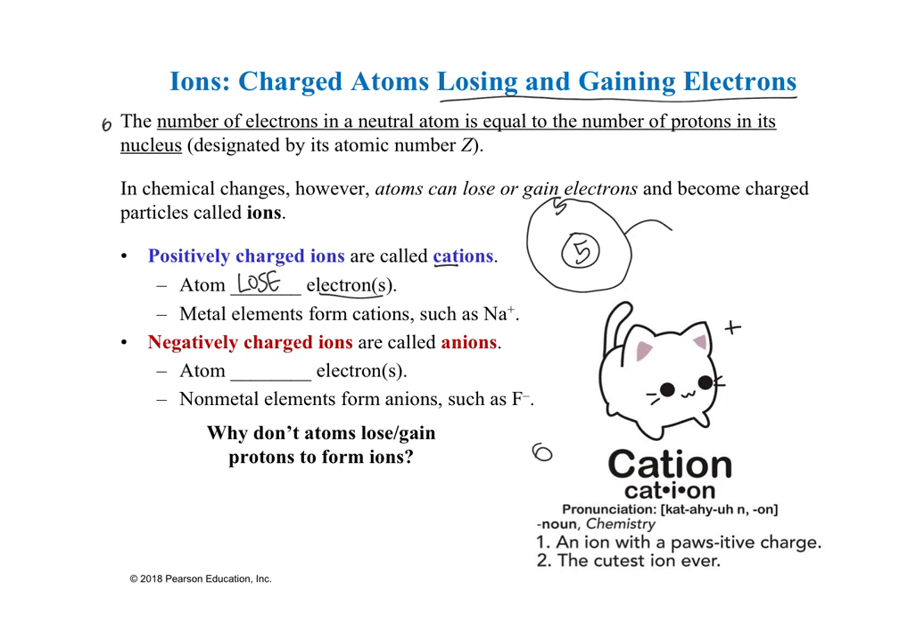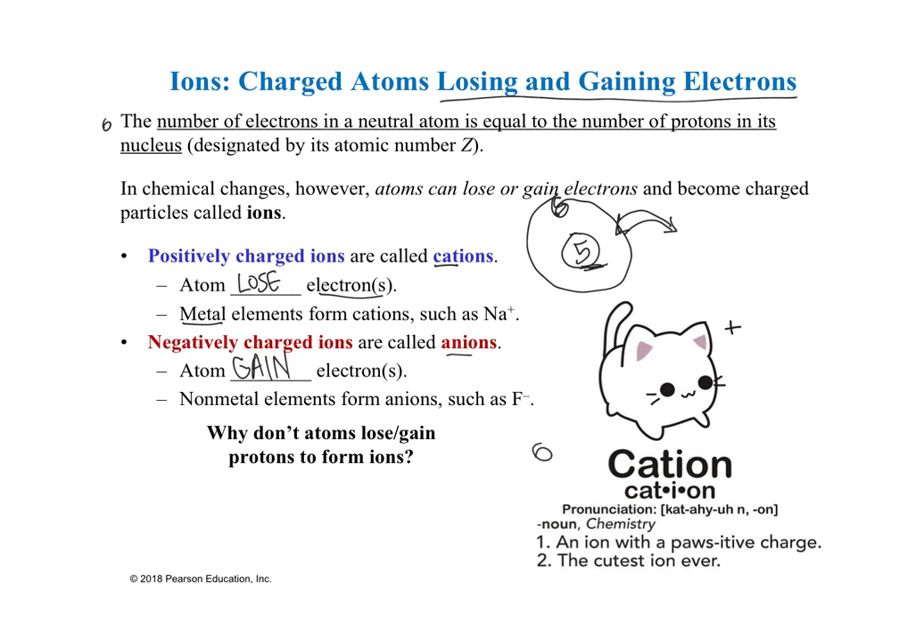If I take away one of those electrons, now I have more protons than electrons, so I'd be positive. Metals all form cations. We'll talk about those later. Negatively charged ions are called anions, and it's when an atom gains an electron or more than one. So basically, if I have a neutral atom and I put an electron on, now I have 6 electrons, let's say. Now I have more electrons, so I'm going to have a negative charge.